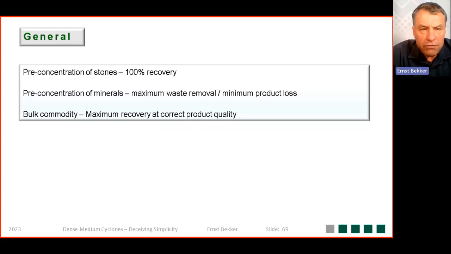So some comments. When you're looking at pre-concentration of valuable stones, 100% recovery is required. So the selection of the unit needs to be spot on. Pre-concentration of minerals, where you want to remove maximum waste and minimum product loss, we need to know what the densimetric profile of the material is so we can ensure we select the correct dense medium cyclone. On bulk commodities, you're looking at maximum recovery to produce the correct product quality. So depending on what application a dense medium cyclone is used in, it may have a slightly different approach in terms of the cyclone selection.